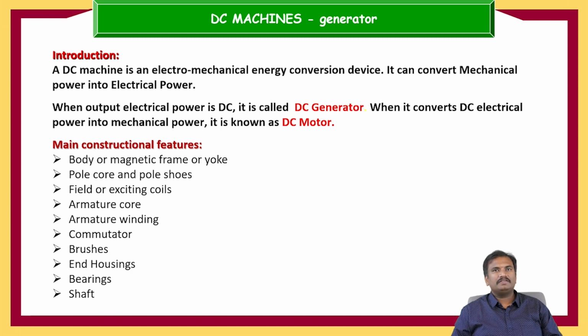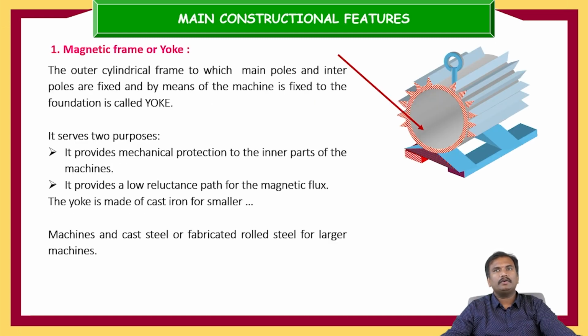Now let us go with one by one. This is the yoke, where the yoke is nothing but the outer part of the machine, where all the parts of the DC machine are inside the yoke. This is going to be placed on the foundation because it has to provide the mechanical protection to the inner parts of the machine.